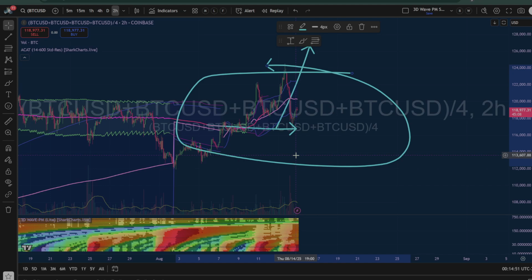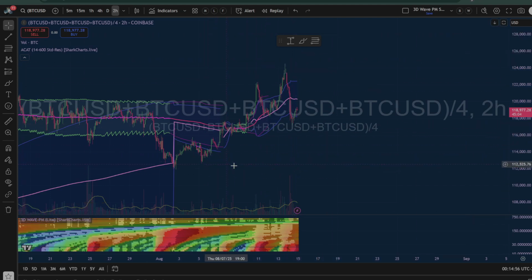So that's why this failed. Pretty cool stuff. Pretty interesting ways to see how these indicators tell the story.